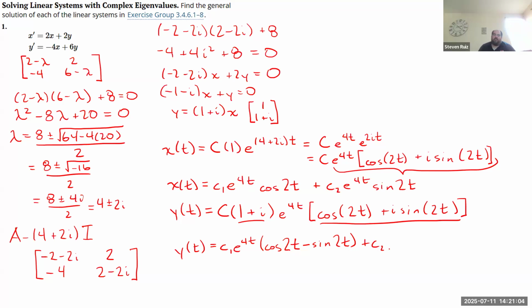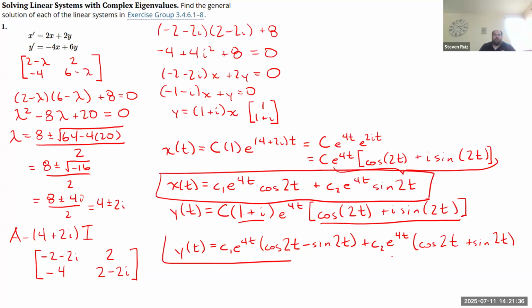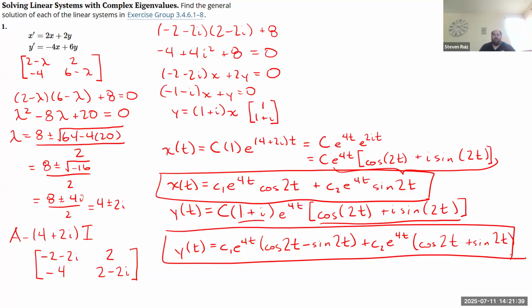The imaginary part is going to be C2 e to the 4t. And what's going to be imaginary? i times cosine 2t, that'll be imaginary. So cosine 2t. And 1 times i sine 2t will be imaginary, so that'll be plus sine 2t. So this is my general solution. Here's my x, here's my y. All right, that's all for question 1.